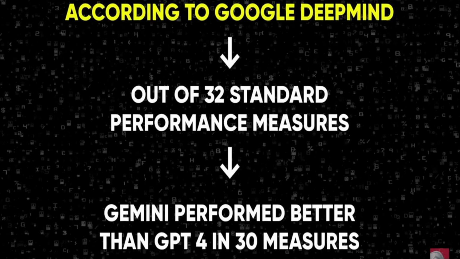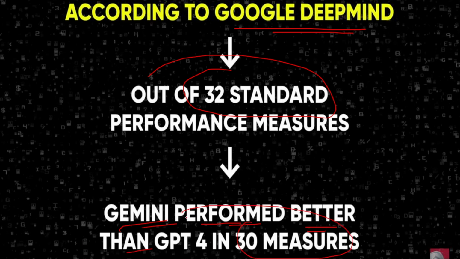Now, according to Google DeepMind, out of 32 standards, Gemini performed better than ChatGPT in 30 standards. Means there are 32 standards of performance measure. In those 32 standards, Gemini performed better than ChatGPT in 30 of them. You can think that Gemini is better than ChatGPT. I would say better than ChatGPT. So now let's deep dive into the difference between Google's Gemini and OpenAI's ChatGPT.